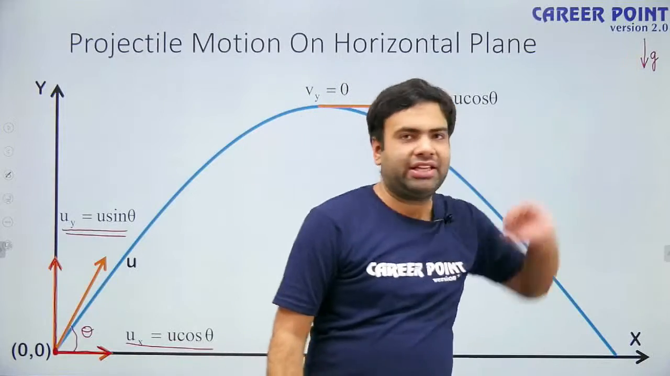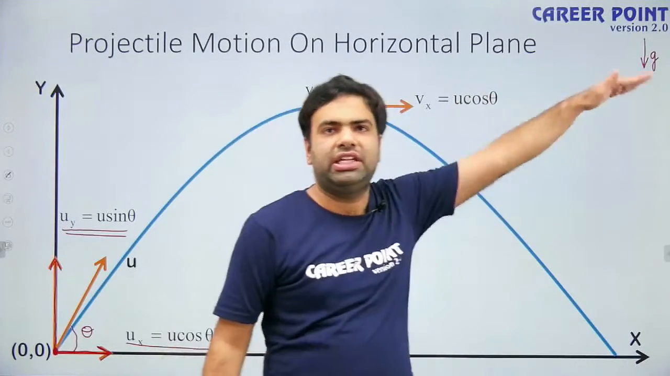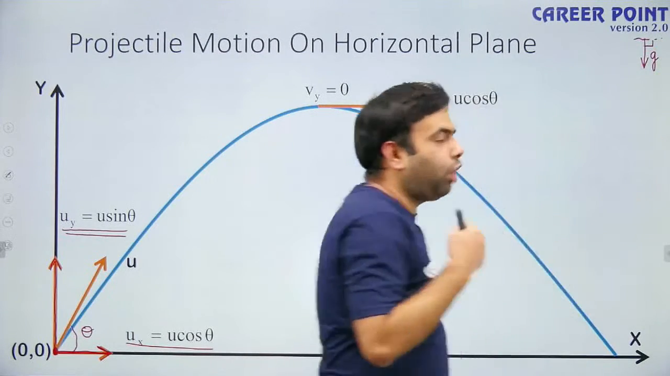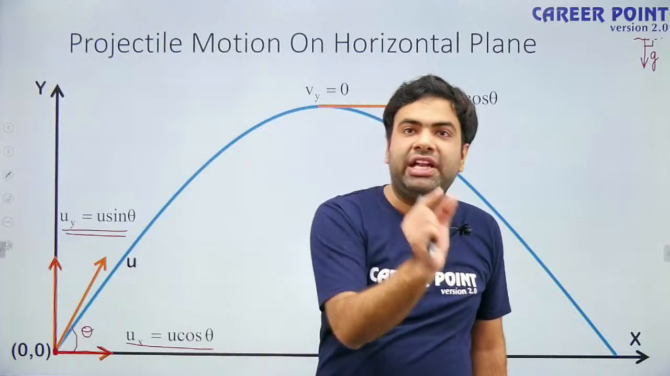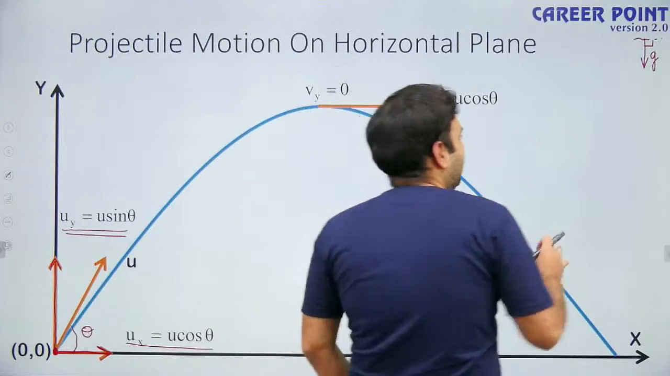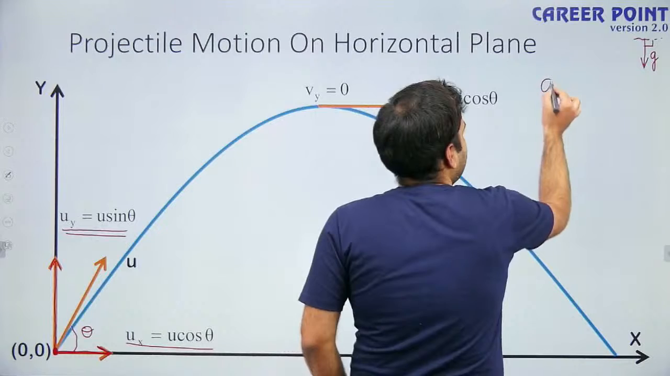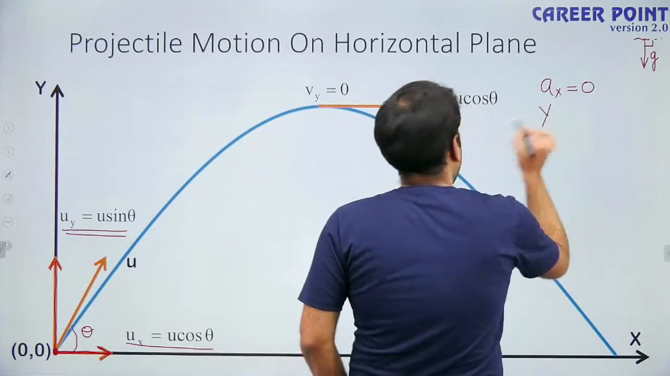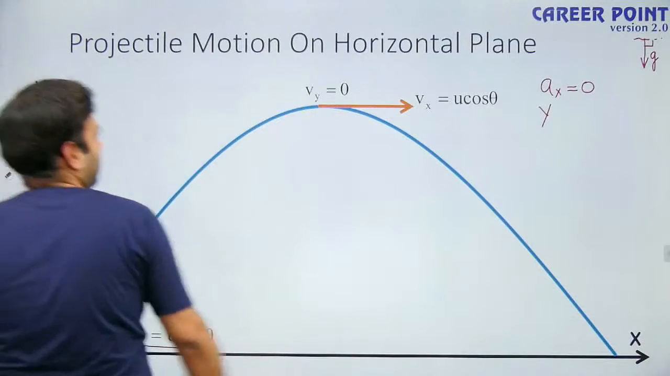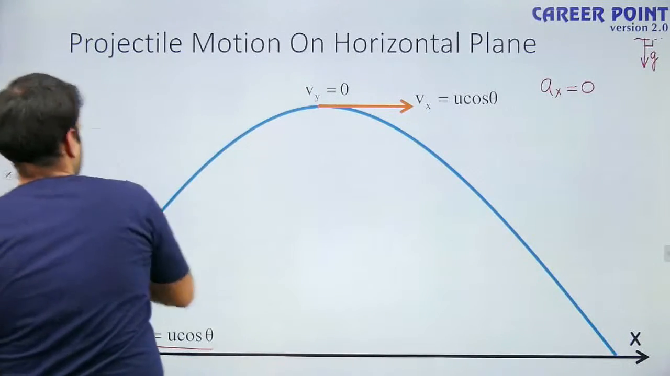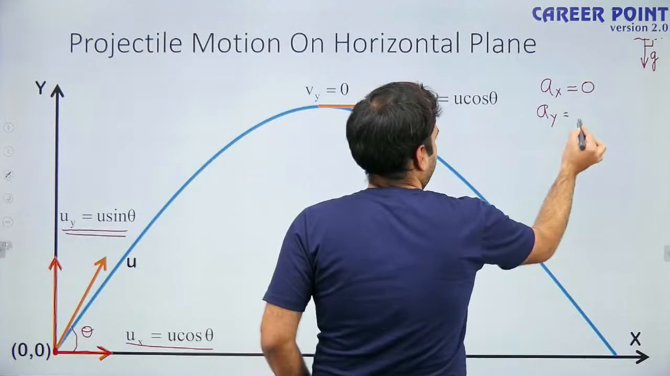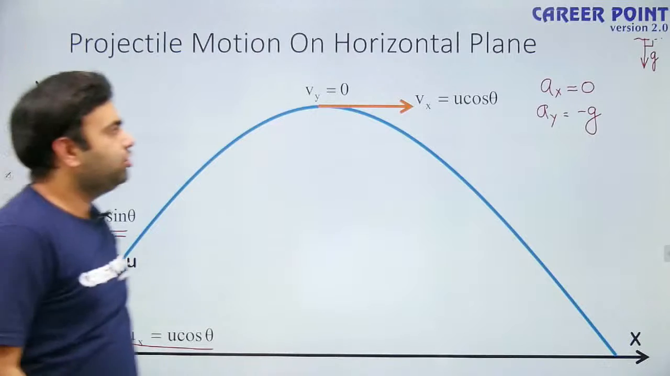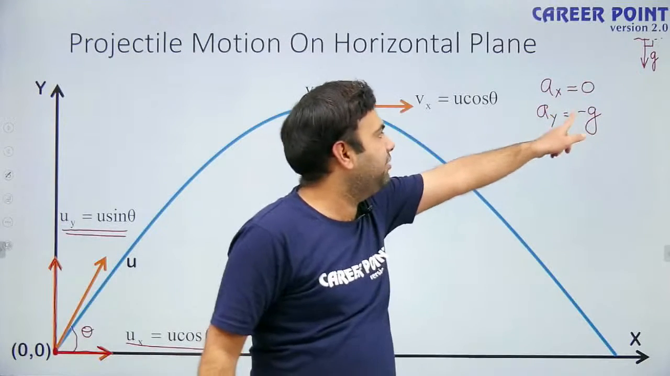Because g is the total acceleration, what will be the component of g in the horizontal direction? Because it is making a 90-degree angle from the horizontal, its component in the horizontal direction will be g cos 90, which is equal to 0. So if I make components of acceleration, acceleration in x direction will be 0, but acceleration in y direction, ay, will be equal to minus g. Why minus g? Because I am taking the upward direction as positive y, so acceleration is in the downward direction, that is why I am taking it negative.